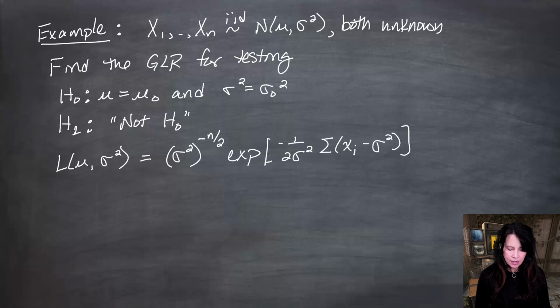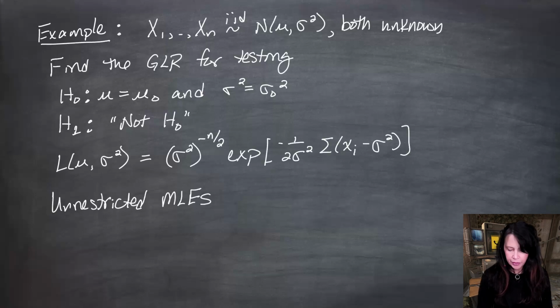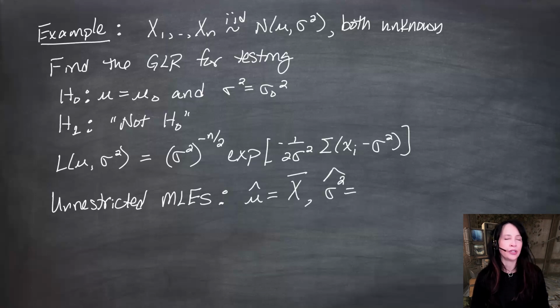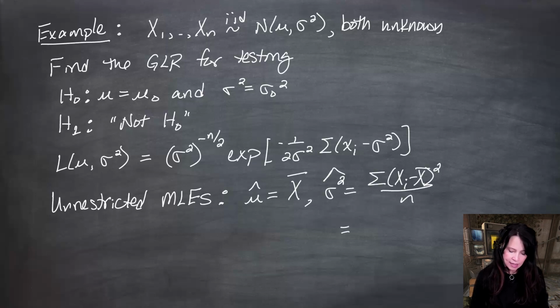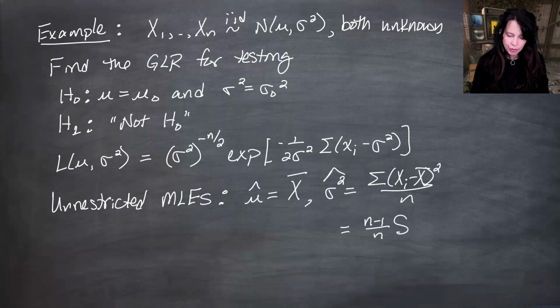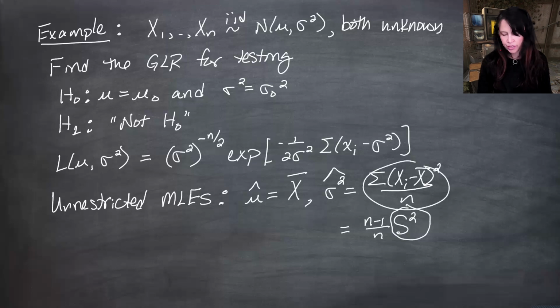And the unrestricted MLEs, we already know these. We've seen them a few times. They are mu hat equals x bar, and sigma squared hat equals not our version of sample variance, but the biased version of sample variance, the sum of xi minus x bar squared over n. Or if you'd like, this is n minus 1 over n times our version of the sample variance. But you might see some people just writing this because some people do define their sample variance this way, which is a little bit biased.